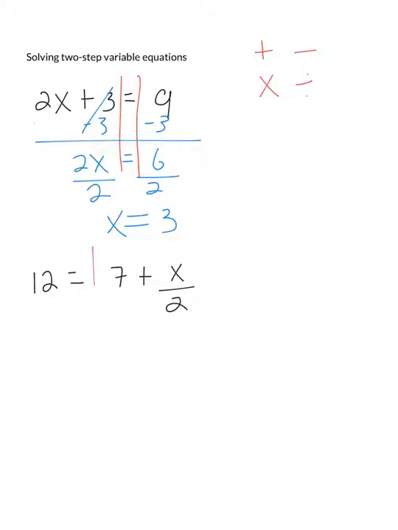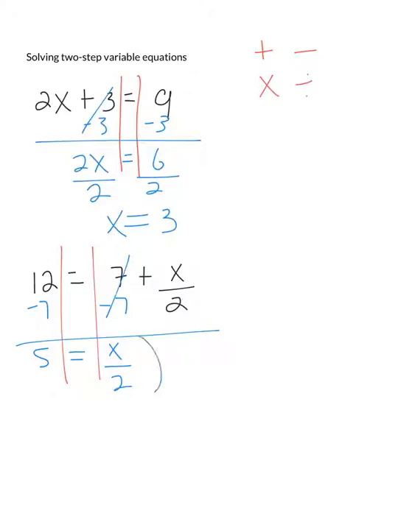Next question. 12 equals 7 plus x divided by 2. So I am going to subtract 7 from both sides. 12 minus 7 is 5. X divided by 2. Multiply both sides by 2, and I have 10 equals x.